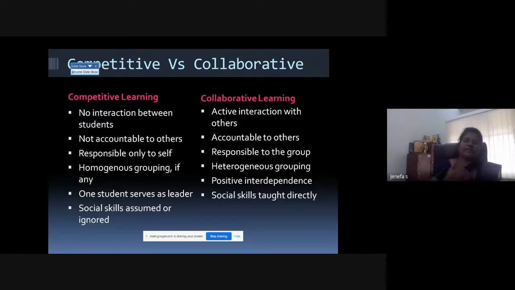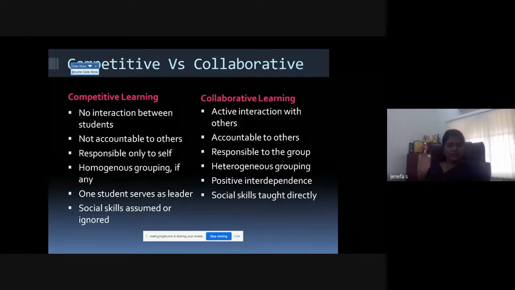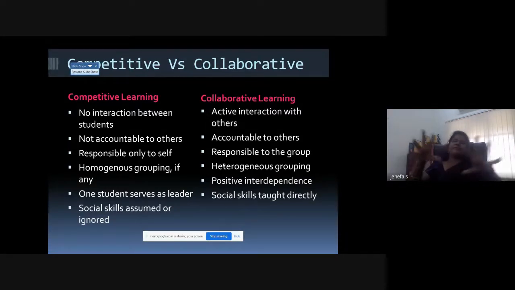And then in competitive learning, there will be homogeneous grouping. Either the student will be with his own friends or her own friends, if the situation arises. For example, if you're asking your students to make a pair, it's a first situation, right? You have asked the students to make a pair. Okay, what will they do? They will look for their own friend as a pair, as a team member, right? So it will be homogeneous grouping. Whereas in collaborative learning, students from different backgrounds will be forming part of that particular team. So the grouping itself, the dynamics will be changing.